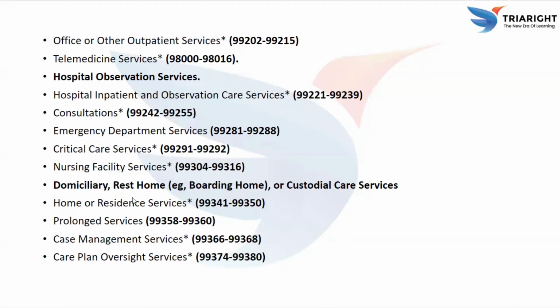And coming to domiciliary, rest home or custodial care services. This takes place in group homes, assisted living and boarding homes, for patients who cannot live independently but do not require hospital care. And home or residence services include the patient's private home or residence. These services are used when the patient is homebound and the provider travels to the patient. For example, an elderly patient unable to visit the clinic.